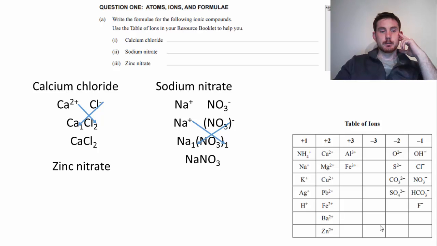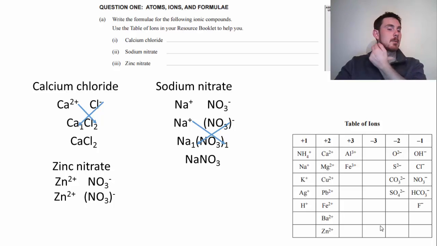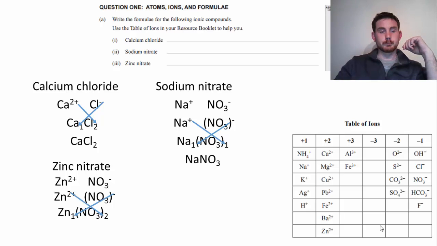And then zinc nitrate, again we write down the ion or ionic groups involved, bracket the nitrate, do the swap and drop, so the 2 will come outside the brackets this time. We can eliminate the 1 for the zinc, but this time because the nitrate is in brackets and it has a number after the brackets, we have to leave both the number outside the brackets and the brackets themselves, giving us Zn(NO3)2. So we just write those in on the paper for the answers, and that's the first question done.